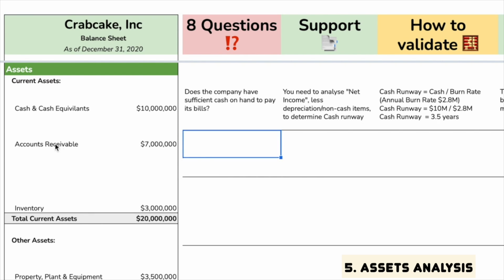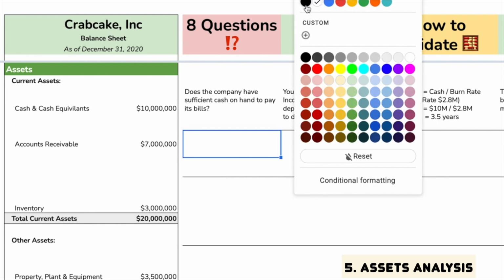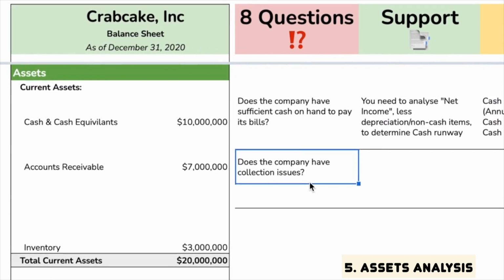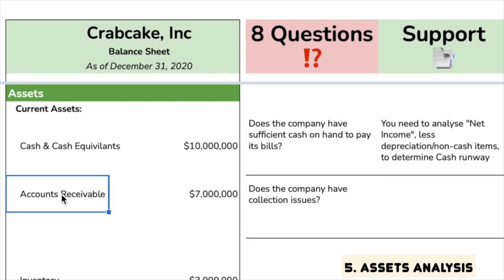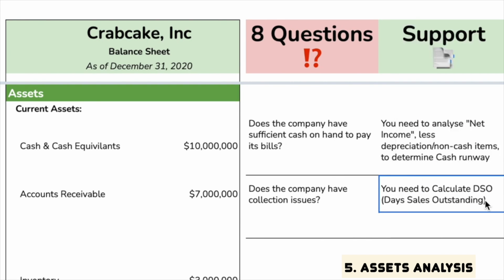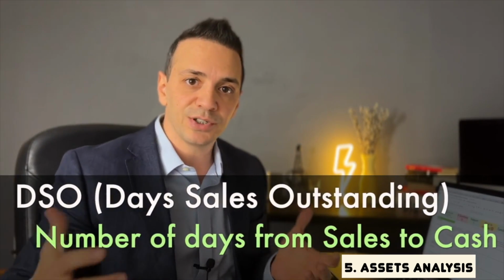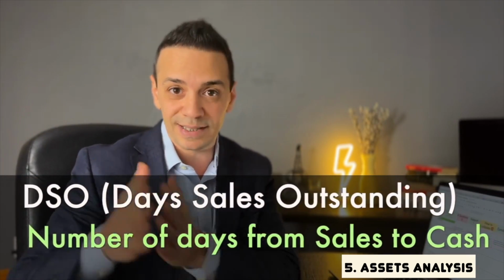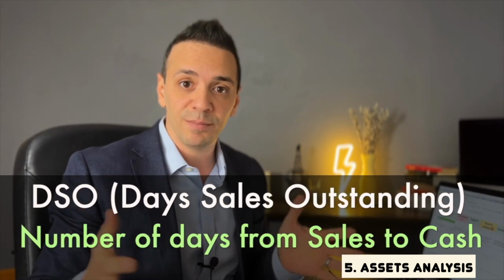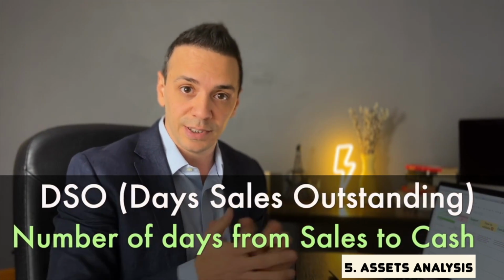My next question is going to be on accounts receivable, and the company has a balance of $7 million. The question that I have around AR is: does the company have collection issues? Because you could have a balance in your AR and be unable to collect it. You have customers that are not paying you, or they're late paying you, and you keep emailing them and nobody's paying. So you need to look at the collection issues. The way to approach this kind of question is to calculate DSO, or days sales outstanding. DSO measures the amount of time that it takes the company to convert its sales into cash.